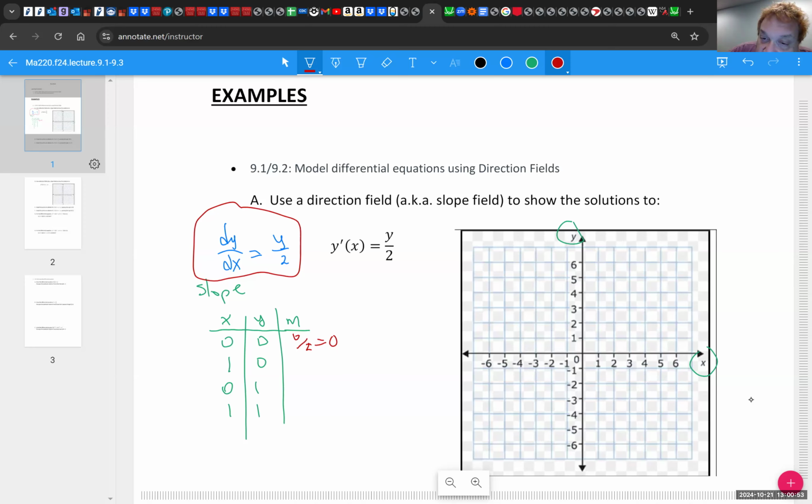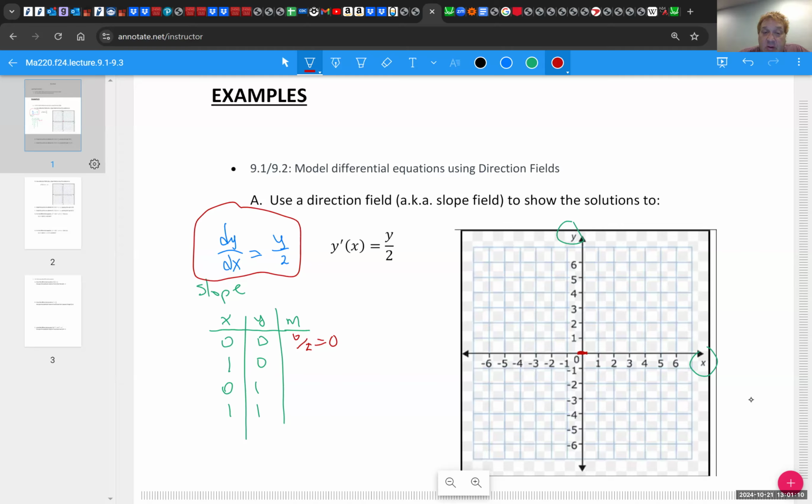So I'm going to do right here a little flat line, sort of representing that little slope right there. At that particular point, the tangent line has to have a slope of 0. So you can imagine that as the instantaneous rate of change at that particular location.